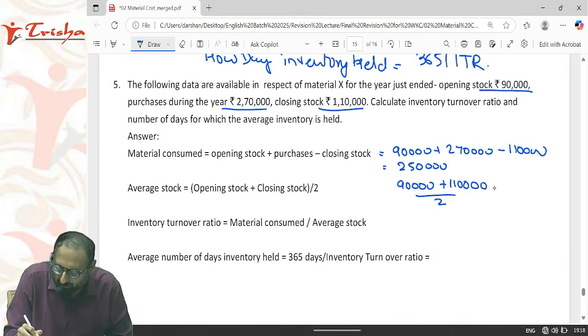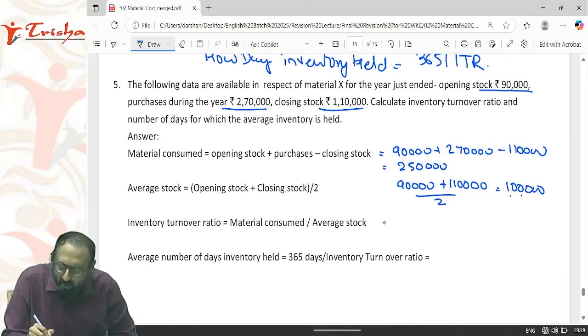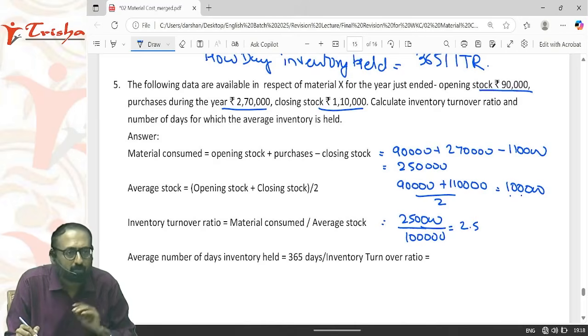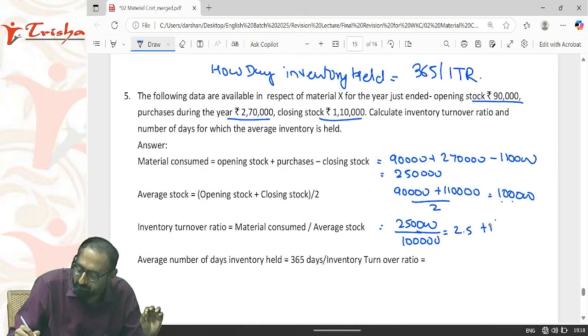What will be your answer? Is it 1 lakh? How much will be the inventory turnover ratio? Annual consumption divided by average stock. Consumption is 2,50,000. Average stock is 1 lakh. Your answer comes to 2.5. Remember, in the exam, write 2.5 times.